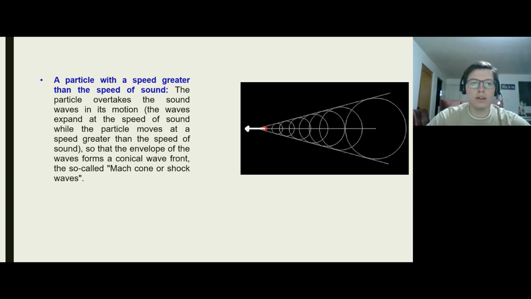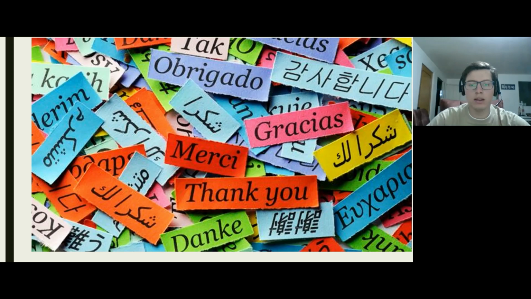A particle with speed greater than the speed of sound. The particle overtakes the sound waves in its motion. The waves expand at the speed of sound, while the particle moves at a speed greater than the speed of sound, so that the envelope of the waves forms a conical wavefront, called the Mach cone, or shock wave. Thanks.